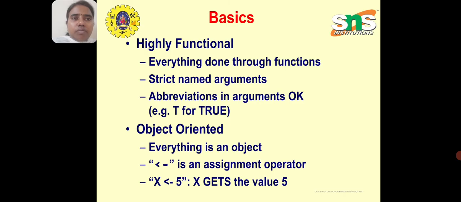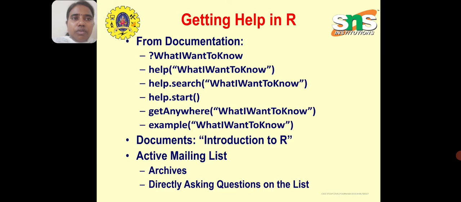Basics: R is highly functional, everything is done through functions, with strict named arguments and abbreviations in arguments, for example T for TRUE. It is object oriented: everything is an object. The symbol is an assignment operator, so x gets the value 5.